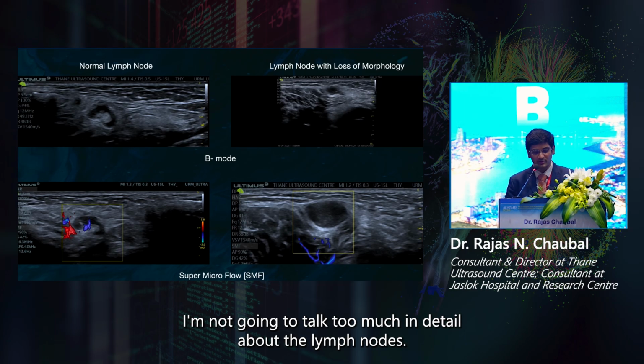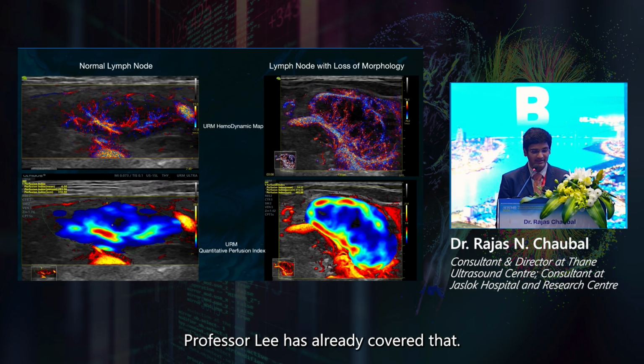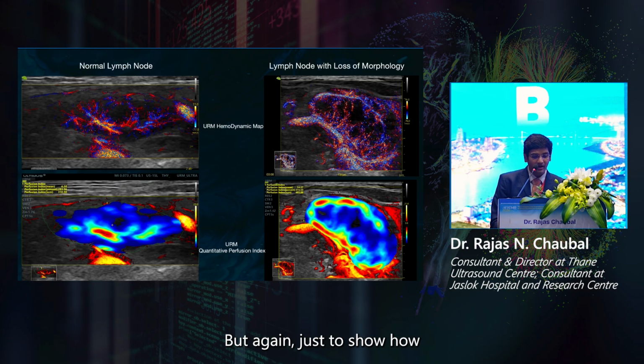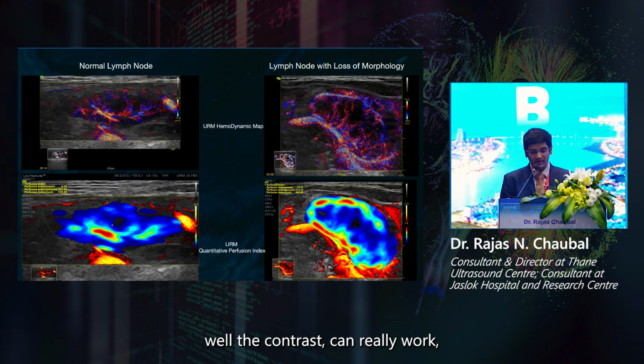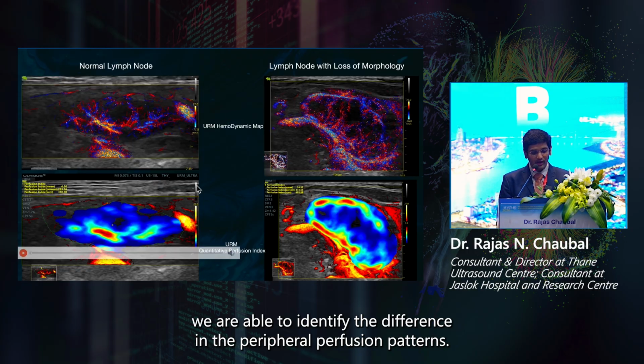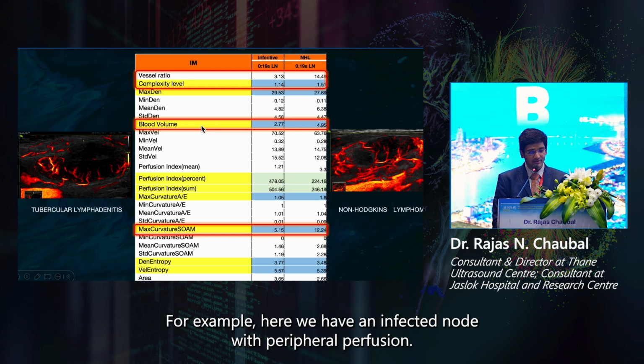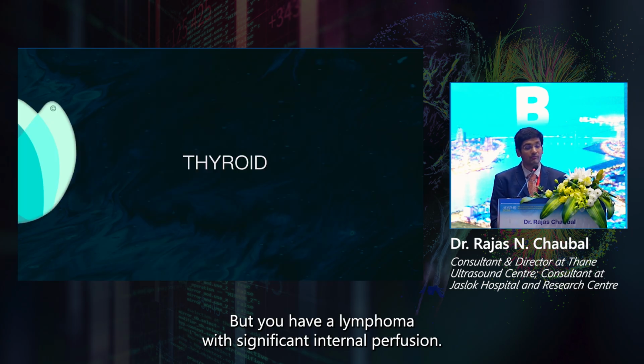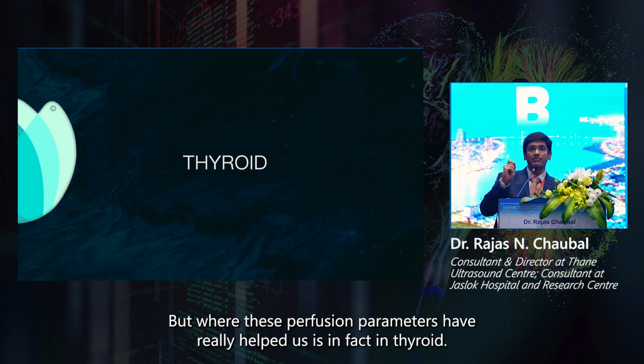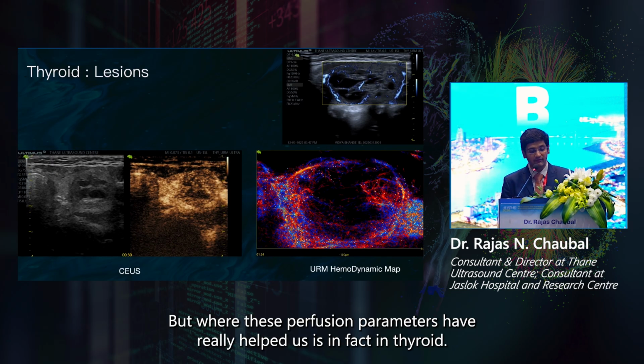I'm not going to talk too much in detail about the lymph nodes. Professor Lee has already covered that. But again, just to show how well the contrast URM can really work, we are able to identify the difference in the peripheral perfusion patterns. For example, here we have an infected node with peripheral perfusion, but here you have a lymphoma with significant internal perfusion. But where these perfusion parameters have really helped us is in fact in thyroid.